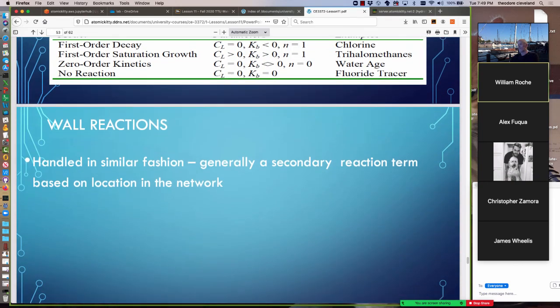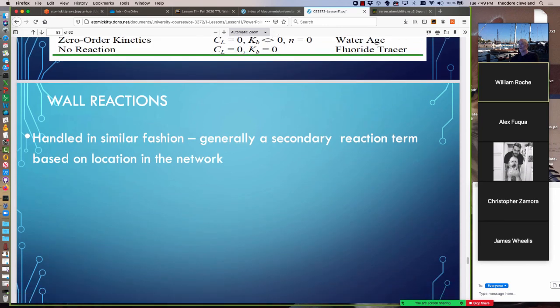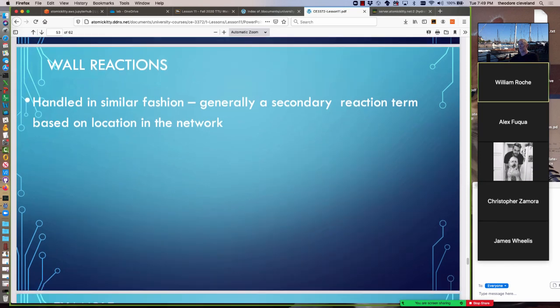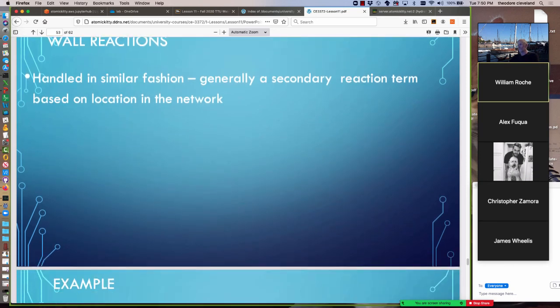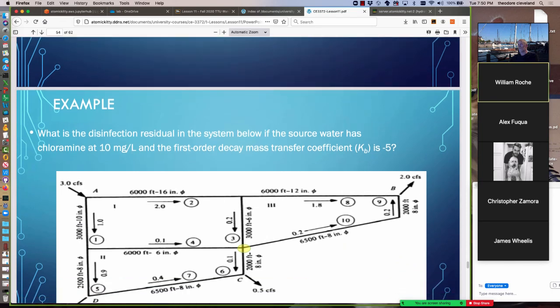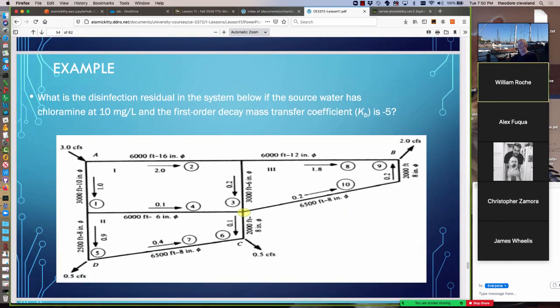Wall reactions are handled in a similar fashion, and generally they include a secondary reaction term based on location in the network. Again, that's something that's deferred to user manual reading. And as a quick example, here is a very simple network, and we're going to introduce 10 milligrams per liter of a constituent here, assuming it has a first order decay mass transfer coefficient of -5. What are the equilibrium residuals at different points in the network?